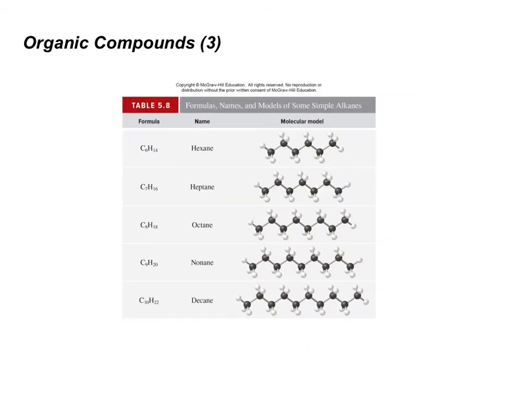As they get longer, we may notice that the names hexane, heptane, octane, nonane, and decane are starting to use Greek prefixes to describe how many carbons are in the molecule. So octane, for example, what you pump into your car as gasoline, has 8 carbons in the carbon chain.